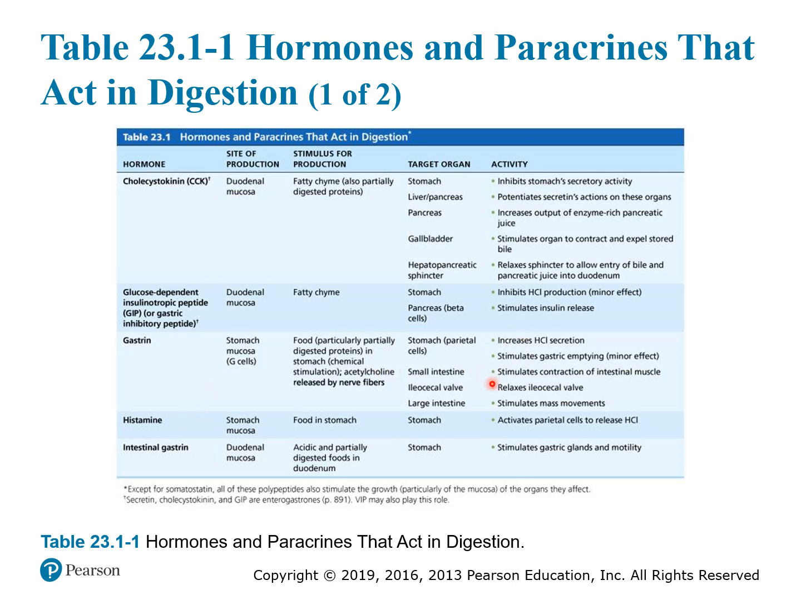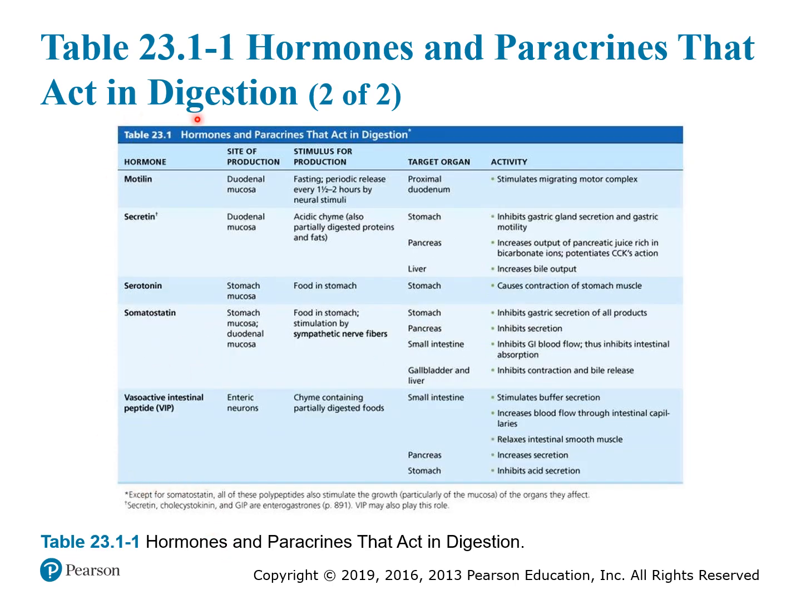Just know the main effects, which of the hormones are stimulating and which are inhibiting. And then the intestinal gastrin, it is like the gastrin secreted by the stomach. This table continues, it talks about a few more, so you can go over it and just get which ones are inhibiting, which are stimulating.